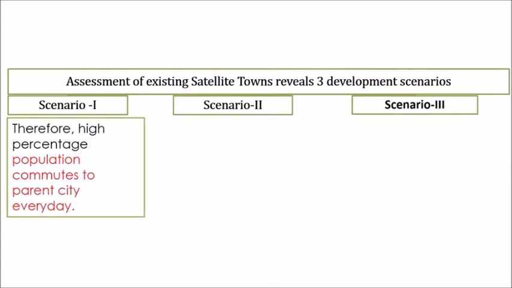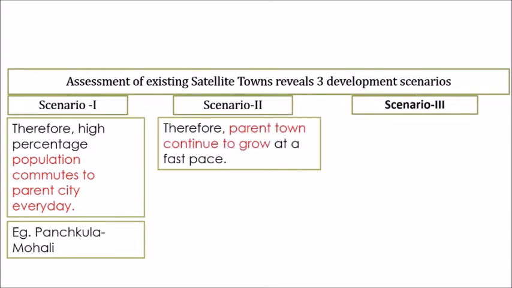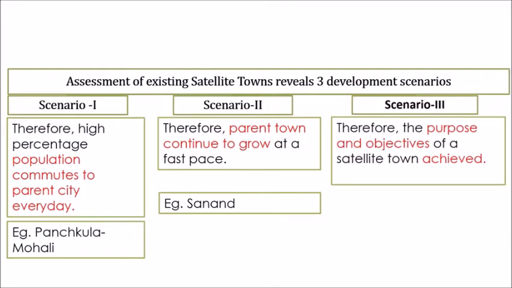Therefore, in the first scenario, where dependence on the parent city is there, people have to commute every day to the parent city from the satellite towns, and it helps the parent city only in terms of decongesting for residential purposes, because for the other needs the people are commuting to the parent city. In the second scenario, the satellite town does not help to contain the growth, and the parent city grows at a fast pace. And in the third scenario, the purpose and objectives of the satellite town are achieved.